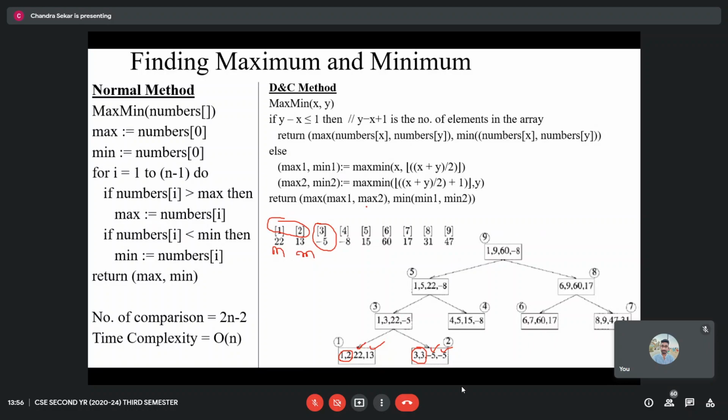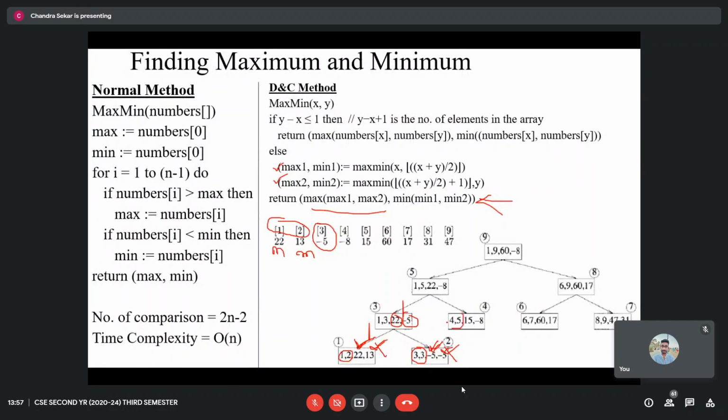Now, after completing these two statements, it has to return the max of these two max and the min of these two min. That is the return statement. So the max of 22 and minus 5 is 22, and the min of 13 and minus 5 is minus 5.